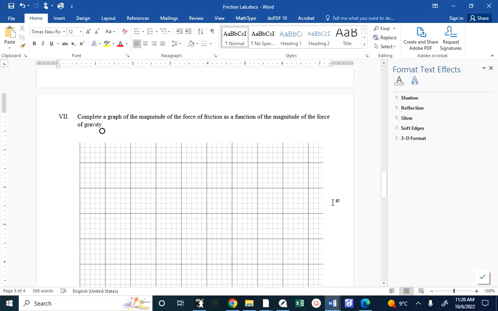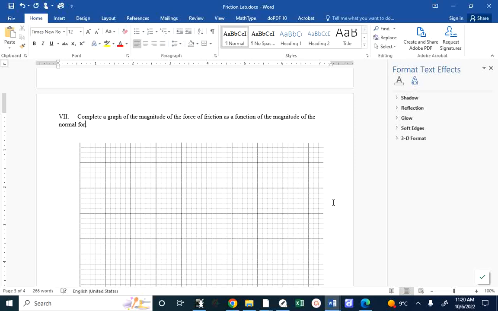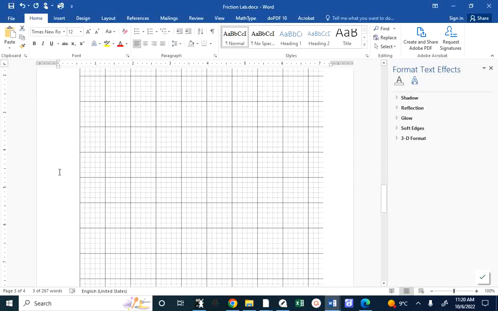This is pretty important. And again, I just typed this up this morning. No excuses, but I didn't catch this until after I printed it. As a function of the magnitude of the normal force. So your last 2 columns are going to be what you use for a graph. When you say force of friction as a function of, that means force of friction goes on the vertical axis.